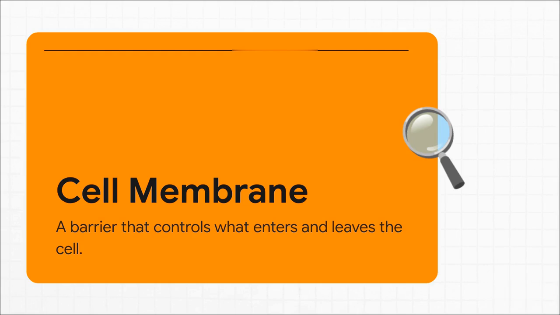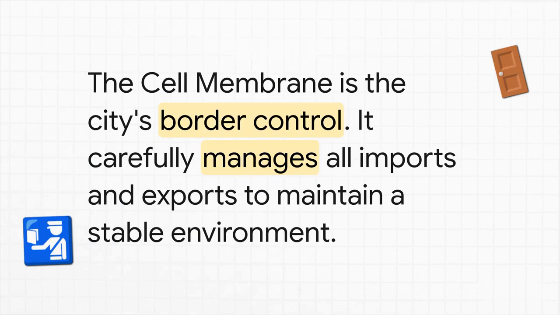Every city has to have a border, right? And for our cell, that border is the cell membrane. It's this super thin, flexible layer that wraps around the entire cell. And its job is absolutely crucial. It's the gatekeeper. It controls exactly what gets to come in, like food and water, and what has to go out, like waste products. So yeah, you can think of the cell membrane as the city's border control. It's got security checks and everything. It doesn't just let anything wander in and out. It's what we call selectively permeable, which is just a fancy way of saying it's a very picky gatekeeper, managing all the city's imports and exports.